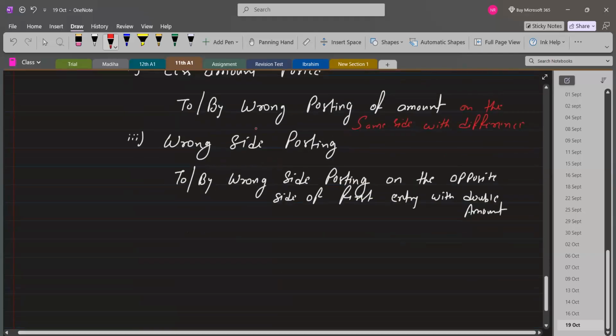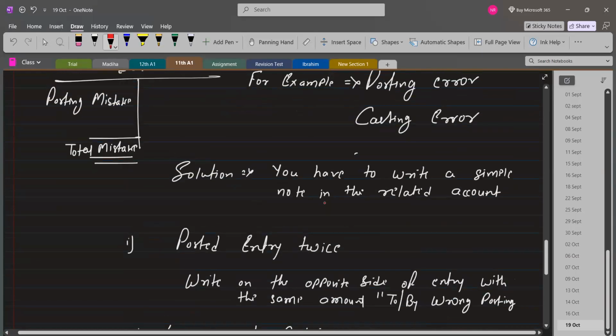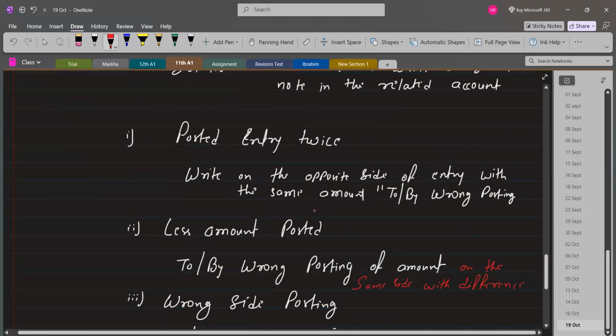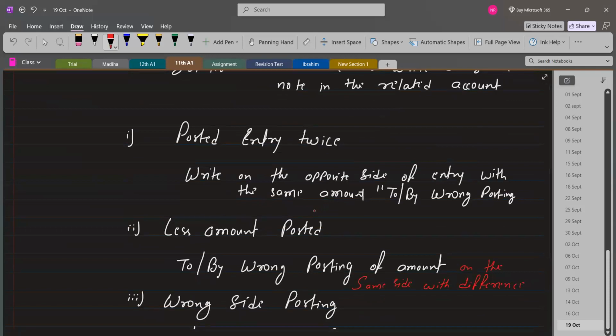Okay, so this is all for today. There is some part left, like casting, mistakes related to casting, which we will write in our next class, and then I will solve a question, and after that you can practice some. So it will take one or two classes more to complete this topic. If you have any doubt, you can ask.